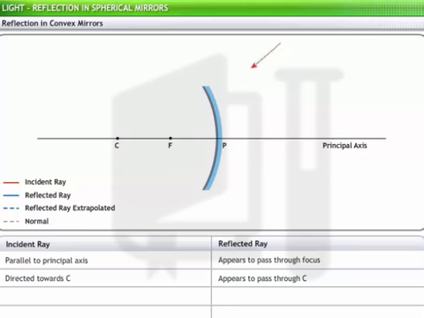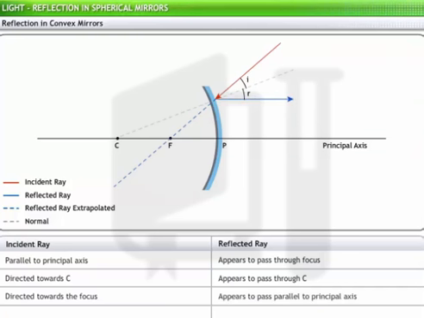Next, look at incident rays that are directed towards the principal focus. The reflected rays go parallel to the principal axis. This is how the driver is able to see the traffic signal which the car has crossed.